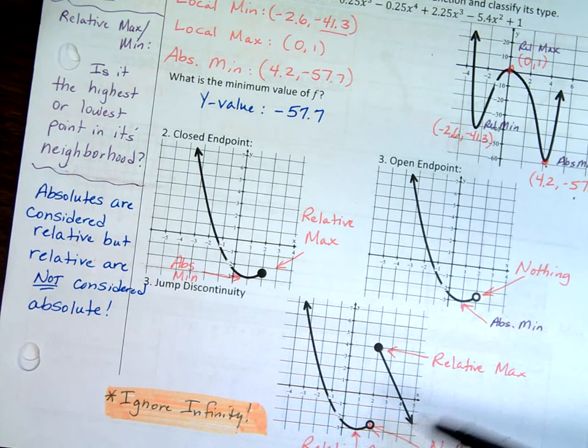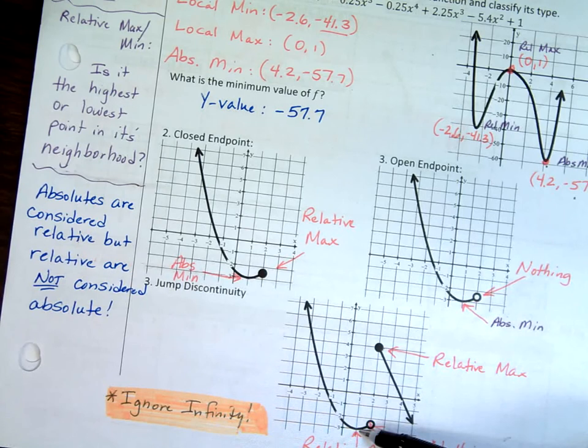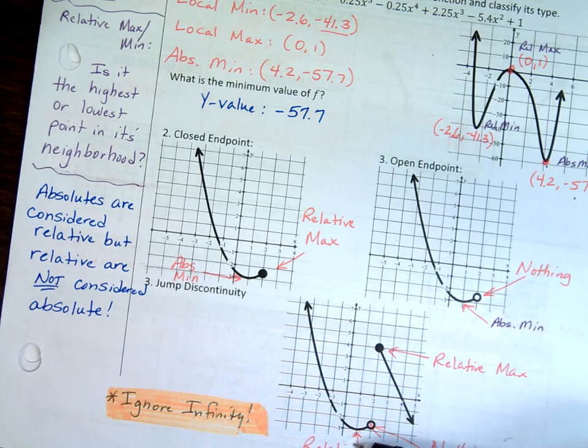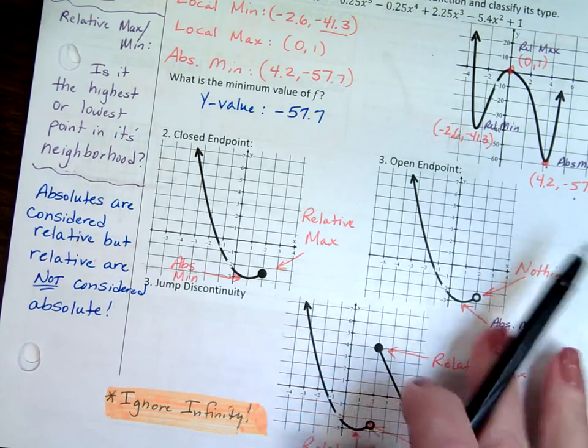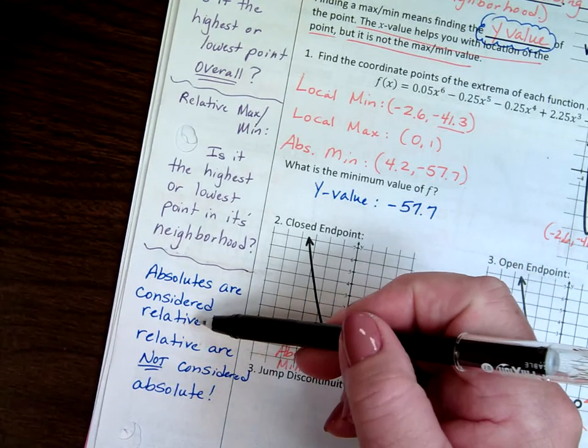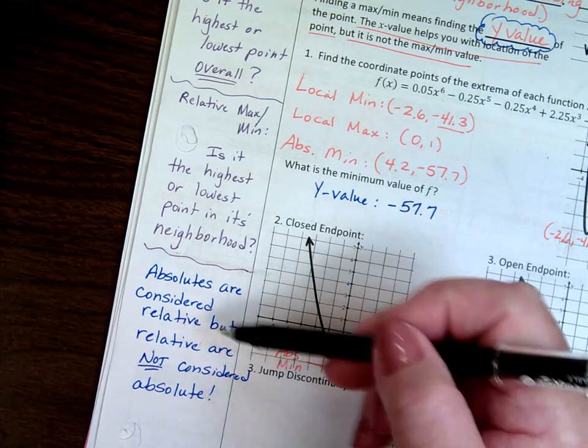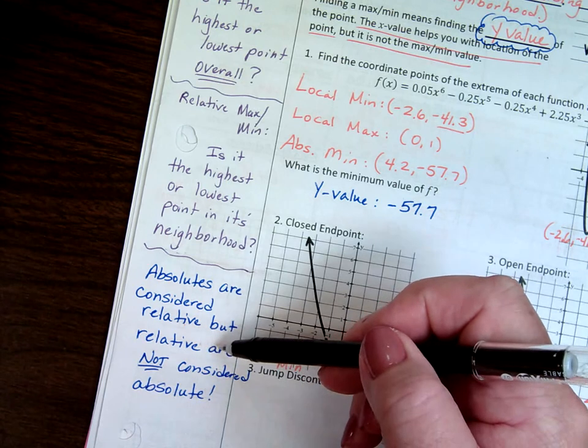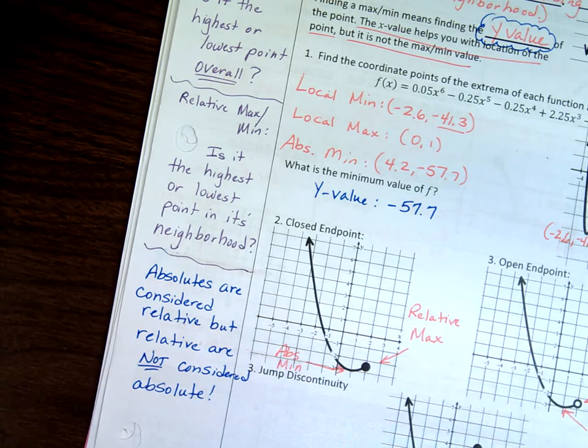So I probably would have kept this as being my, this section always kills me because of the controversy of this whole thing. Let's try moving on. Absolutes. If you're considered an absolute maximum or minimum, you're also considered relative. But if you're a relative maximum or minimum, you're not considered to be absolute. So that's my last margin note from the video.